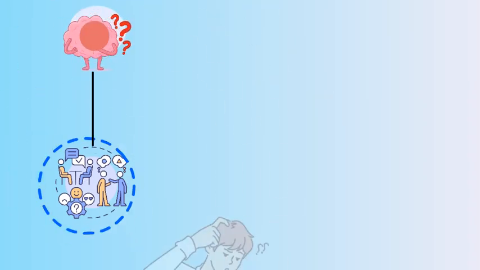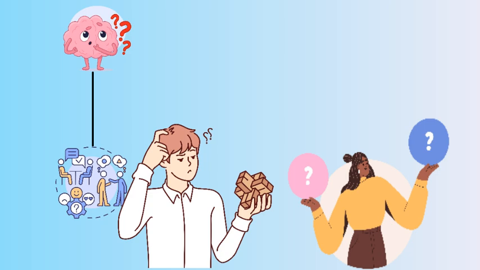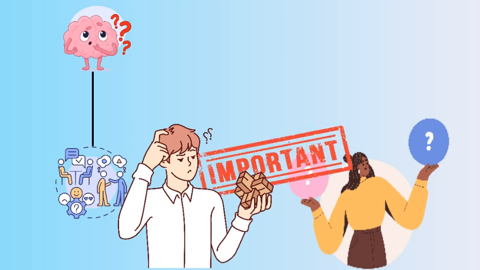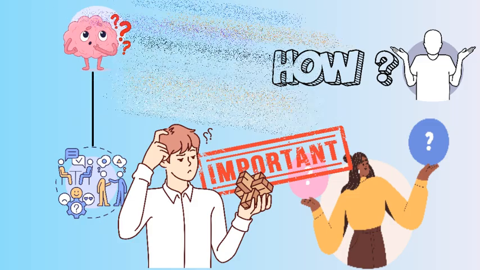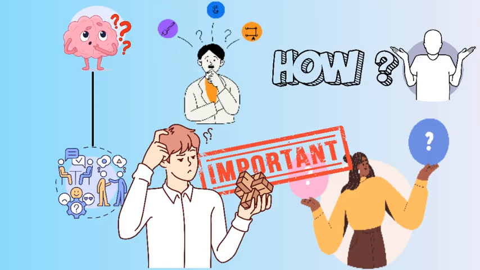Cognitive biases are like hidden tricks in our brains that affect how we think and decide stuff. Sometimes we don't even notice them happening. It's super important to know about them because they can really change how we live, from what we choose to do to how we understand things.